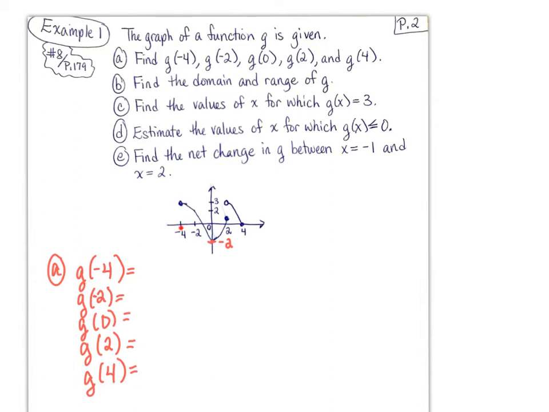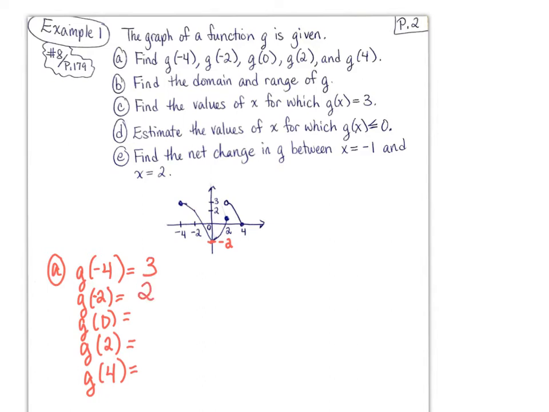So we move over to -4 here. And then we need to find g of -4. So we need to find the corresponding y value. What is that? 3. So this here would be 3. Very good. G of negative 2, what's your x? Negative 2, so tell me what to do. So we go to the left to negative 2, and then we do what? Go up or down? Up. And what do we have? 2. Good.